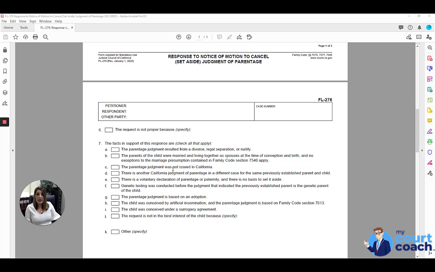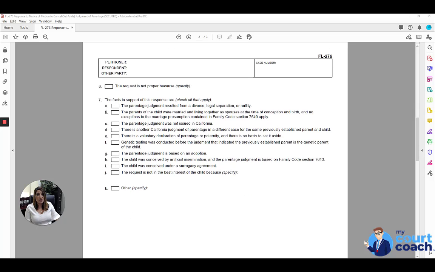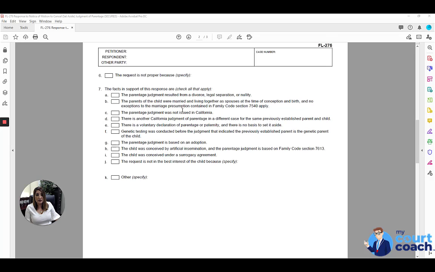that's fine too. And just to go over those reasons, if the judgment of parentage resulted from a divorce or legal separation or nullity, or if it was based on the fact that the parents of the child were married and living together as spouses at the time of conception and birth, then you cannot file a notice of motion to set aside. So you can mark either 7A or 7B if you believe those situations apply. If the parentage judgment was not issued in California, you cannot file this motion to set aside. So you can mark 7C. If there's a different California judgment of parentage in a different case for the same parent and child, mark box 7D.